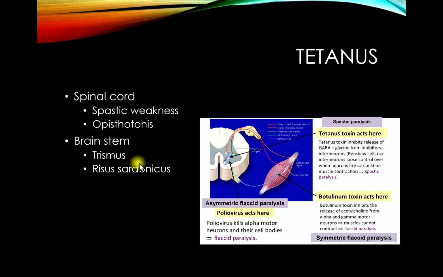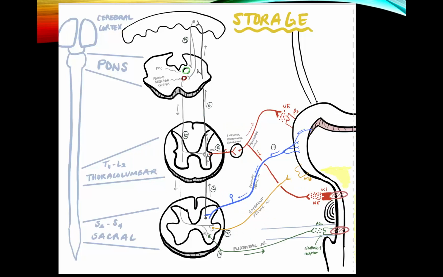Okay, and so several things here. We mentioned polio affecting the anterior horn cells. Tetanus, think of the Renshaw cells and the inhibitory neurotransmitter glycine. Okay, and botulism, we need to get all the way out here to the neuromuscular junction to explain that. So that'll come later.